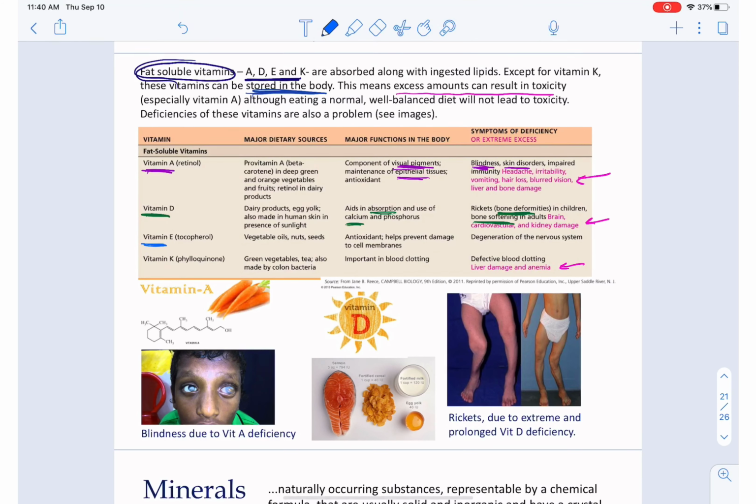Vitamin E is an antioxidant and it helps prevent damage to cell membranes. And then vitamin K, which you can find in green vegetables, has an important role in blood clotting.